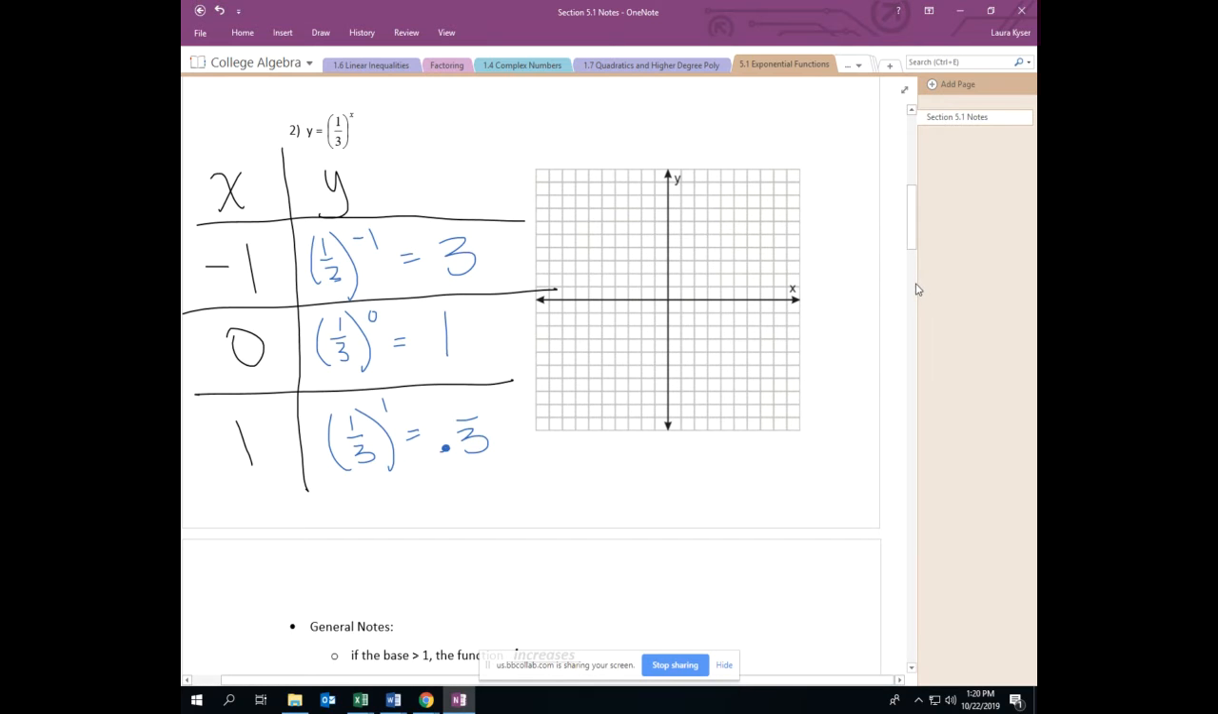So now we're going to do the same thing we did before. We're going to plot these points and then create the curve. We start this time at (-1, 3), which is right here. Second point again is (0, 1). And then my third point is at +1, and then like 1/3, which is like right there-ish.